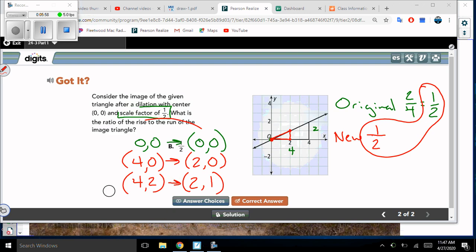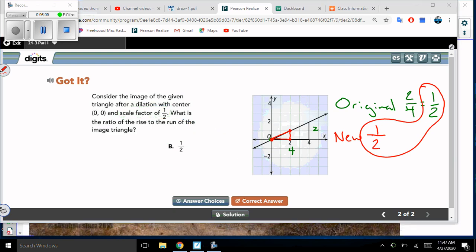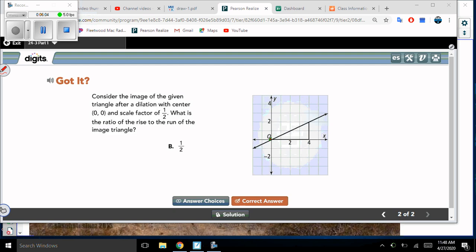Okay, questions on the first part? So that part's, I think, relatively easy to understand.